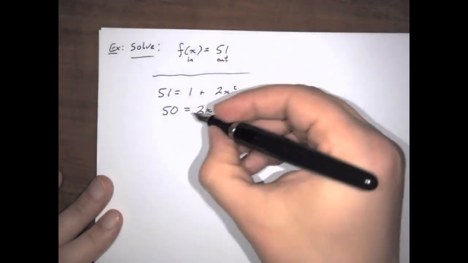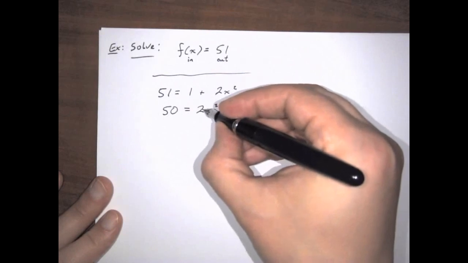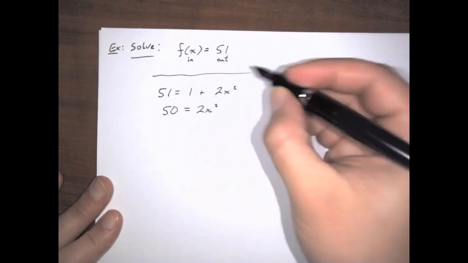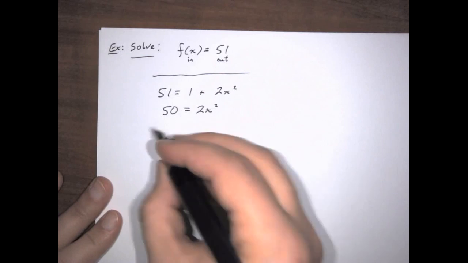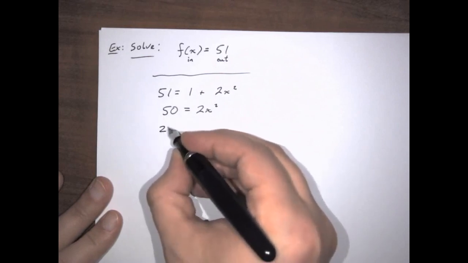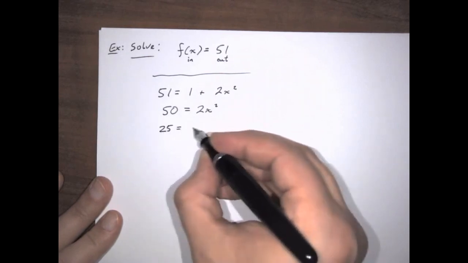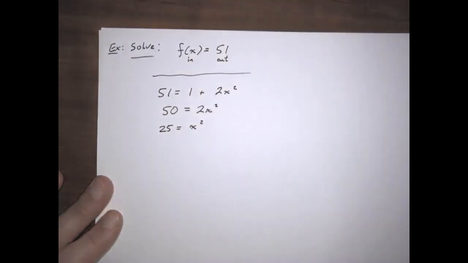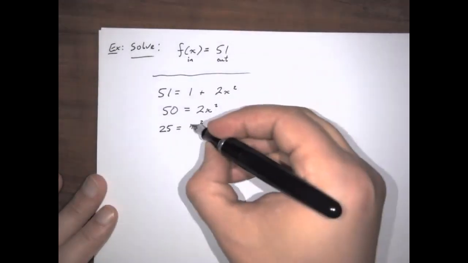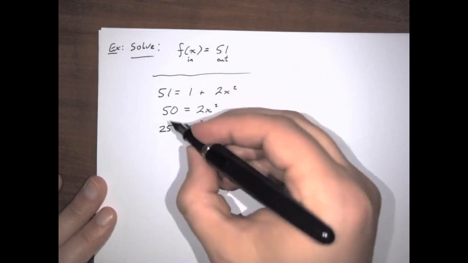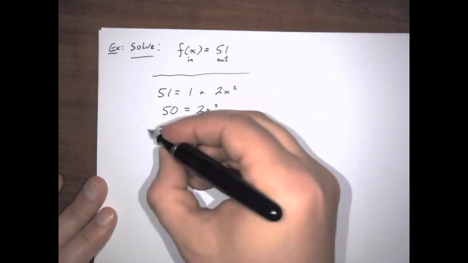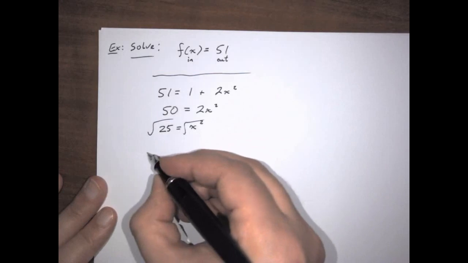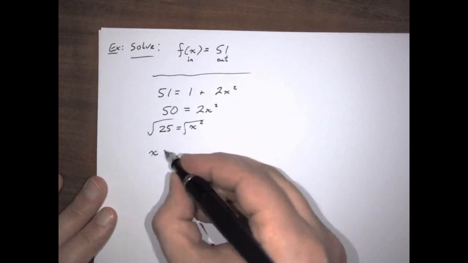Now, continuing working our way from the outside in, we now have to get rid of that 2, which we do by dividing both sides by 2. So the 50 is going to become a 25, and we're going to have over here just an x squared. And now what we have is the square of x equals 25, and to undo that, we need to take the square root of both sides.